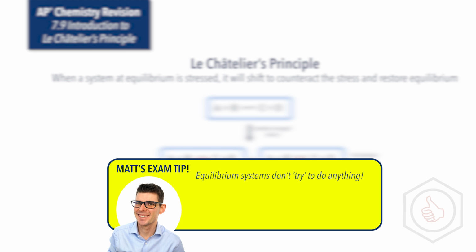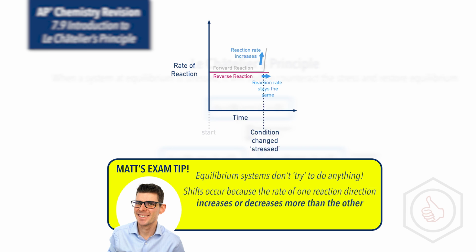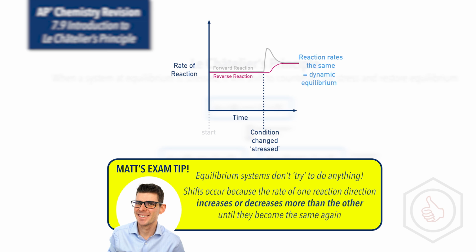The reason these shifts do occur is because the rate for one reaction direction increases or decreases more than the other direction, meaning for a short period of time, both reaction rates in the equilibrium mixture are no longer the same, so it doesn't remain at equilibrium. Equilibrium is broken. After a given amount of time, the rates will become the same again and a new equilibrium will be re-established. However, now the quantities of all species in the mixture will have changed, hence we describe the system as having shifted and the equilibrium position having moved.